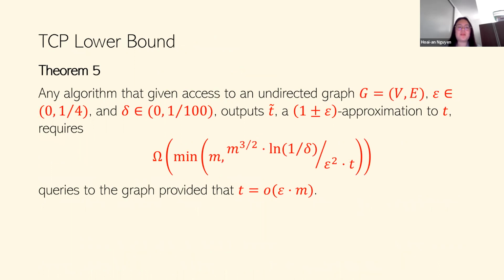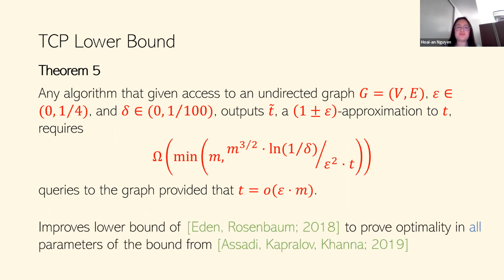And so we want to prove the following statement about TCP and say that any algorithm given access to an undirected graph G under the 4 types of queries we just defined before, some restricted range of epsilon and delta, that outputs a 1 plus or minus epsilon approximation to T, again, where T is the number of triangles in G, requires the following number of queries. So it requires omega of the minimum between m and m to the 3 halves, times ln of 1 over delta, over epsilon squared times T queries. And this is just provided that T is equal to little o of epsilon times m. And again, this improves the lower bound of Eden-Rosenbaum in 2018 to prove optimality in all parameters, namely the approximation and confidence parameters, or delta and epsilon, of the bound from Assadi, Kapralov, Khanna in 2019.